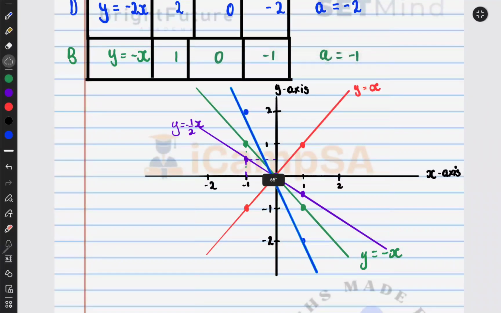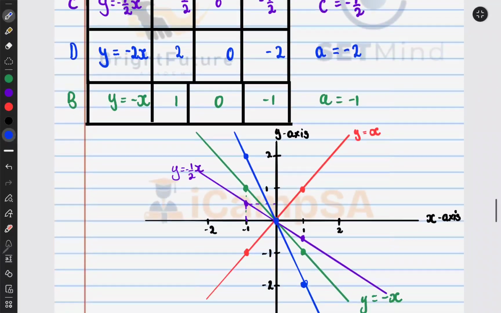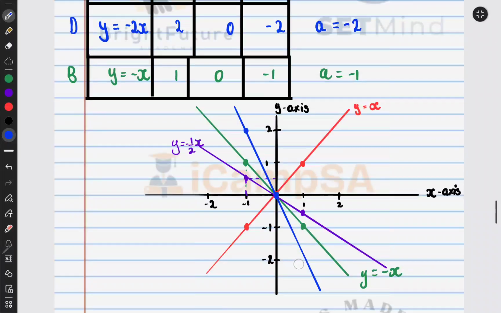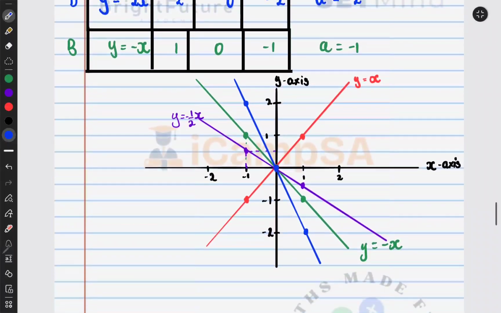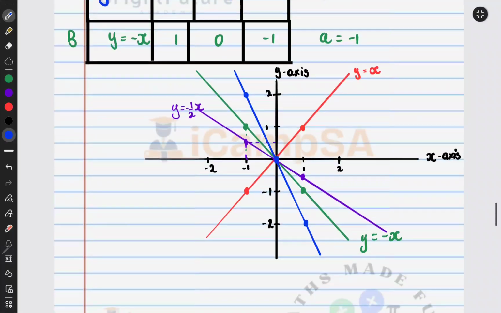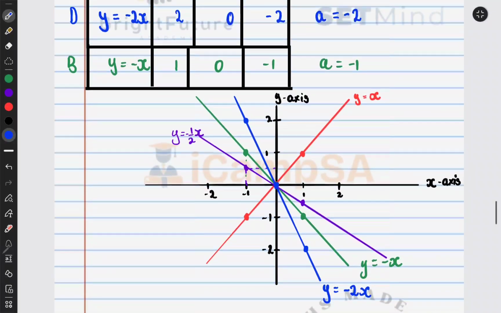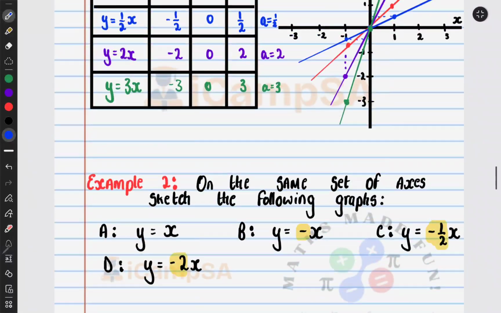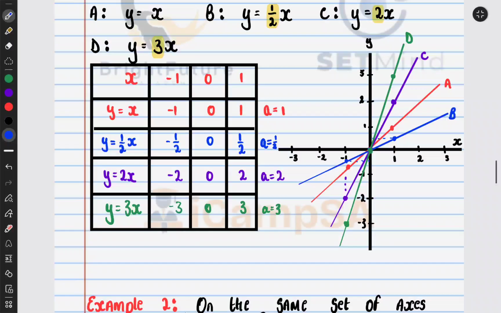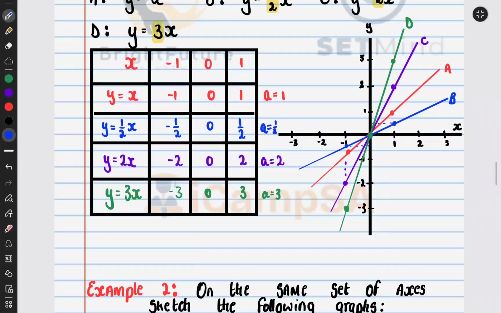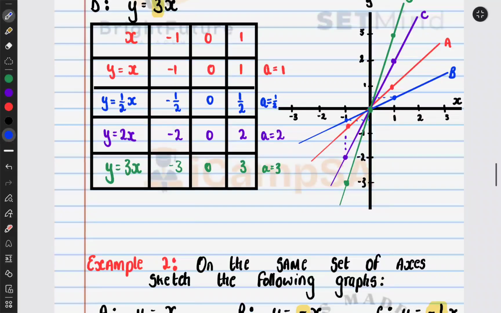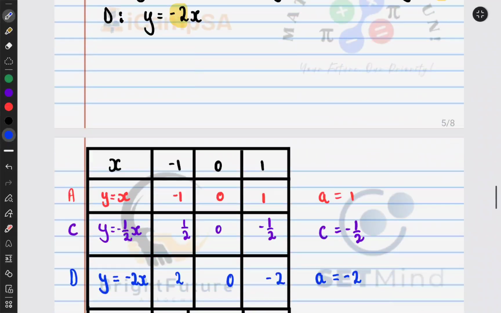Simply join the points from there, as you can see, and this one is y is equal to negative 2x. So it's just a reflected version of y is equal to 2x. That here is just a reflected version of y is equal to 2x.